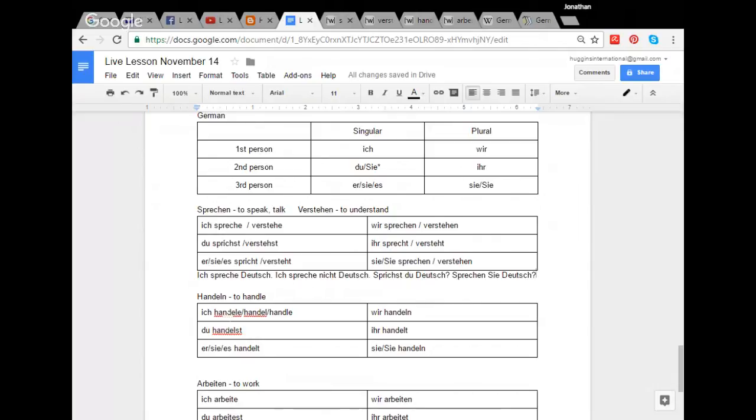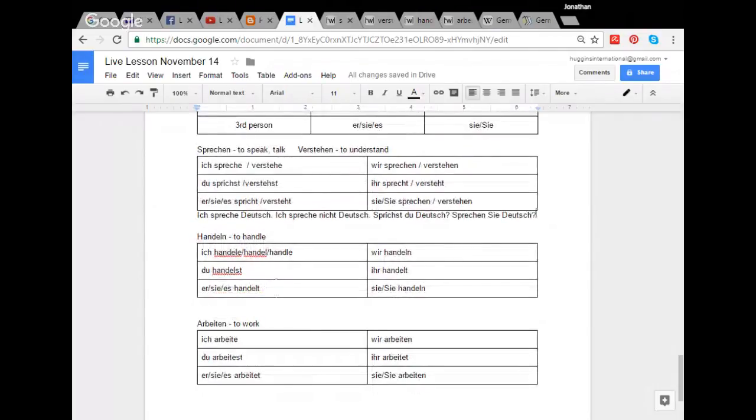Another group of regular verbs is this group that ends with the letters N, for example handeln, so to handle. And there are some variations in speaking and sometimes in writing with this letter E that can drop out or be used. So you have ich handele, or ich handel, or ich handle. There is some variation there in the pronunciation. You have du handelst, sie, er, es handelt, wir handeln, ihr handelt, sie handeln.